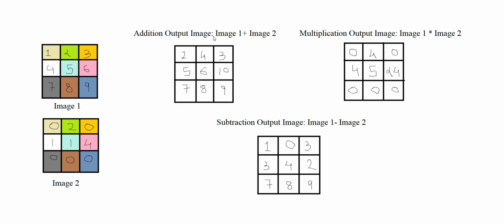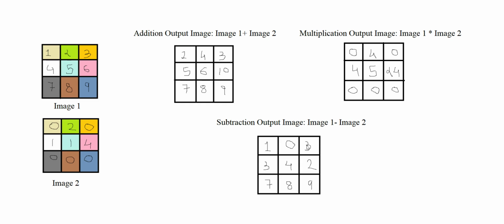In the same way, the subtraction operation also works pixel to pixel. In that case, image 1 minus image 2, so it's basically 1 minus 0, it's 1, 2 minus 2 is equal to 0, 3 minus 0 is equal to 3.